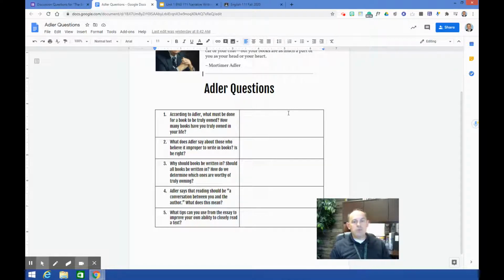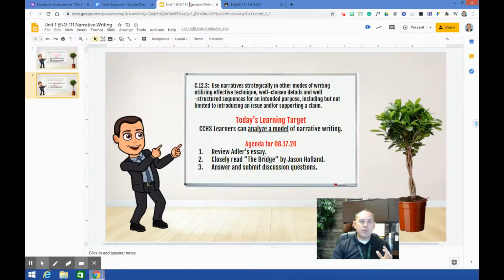And then, what tips can you use from the essay to improve your own ability to closely read a text? I think he gave an enumerated list of 7 different ways that you can highlight, underline, and do a lot of different things with the text. So hopefully you were able to zero in on some of those things and write about that.